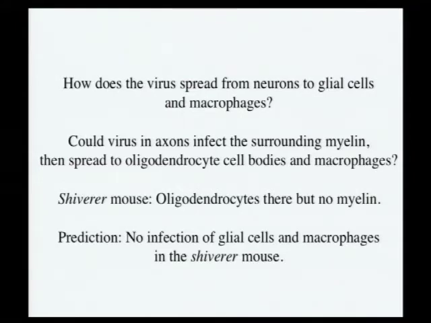And we decided to test this hypothesis using a mutant mouse, which is called the shiver mouse, because this mouse has oligodendrocytes. Actually, it has a probably increased number of oligodendrocytes in its white matter, but there is no myelin because of a deletion of one of the most abundant myelin proteins. The myelin basic protein is deleted. So the mice have oligodendrocytes, they don't have myelin.